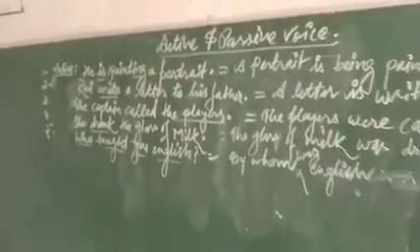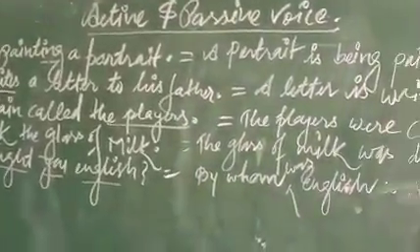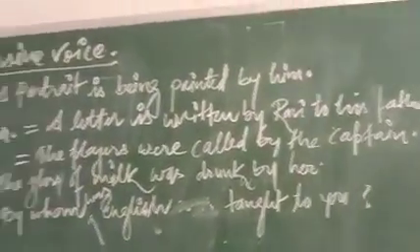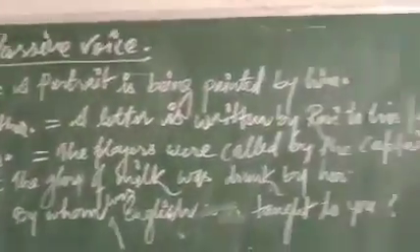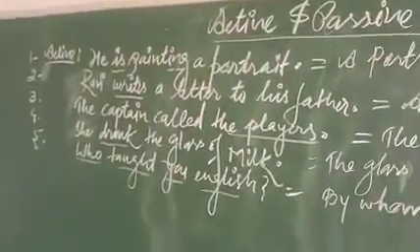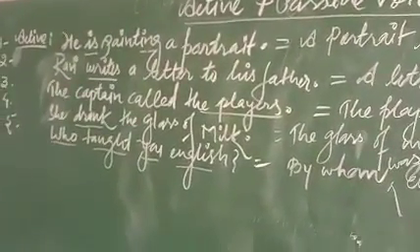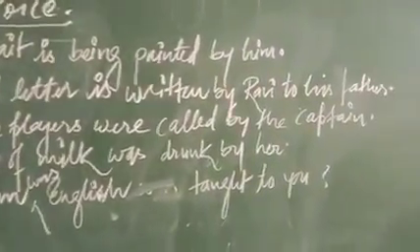The second example is: Ravi writes a letter to his father. You see here, a letter is written by Ravi to his father. This is an example of present simple tense.